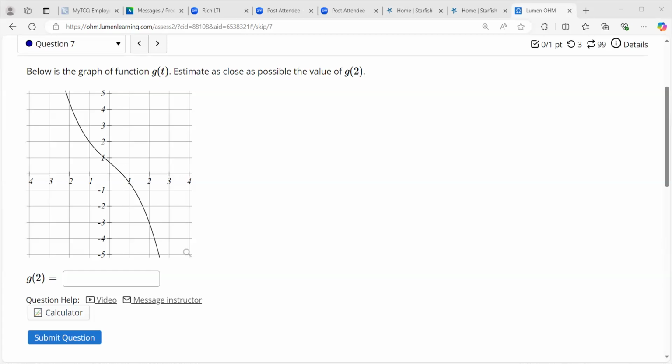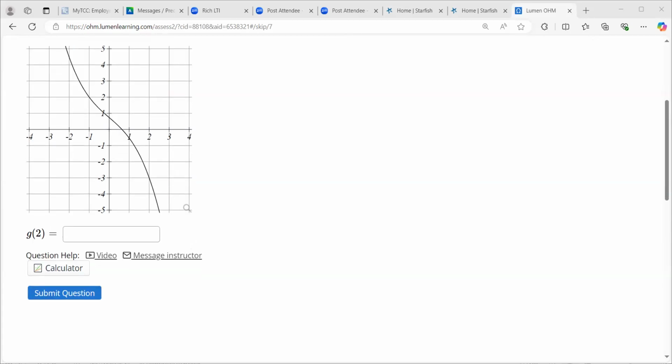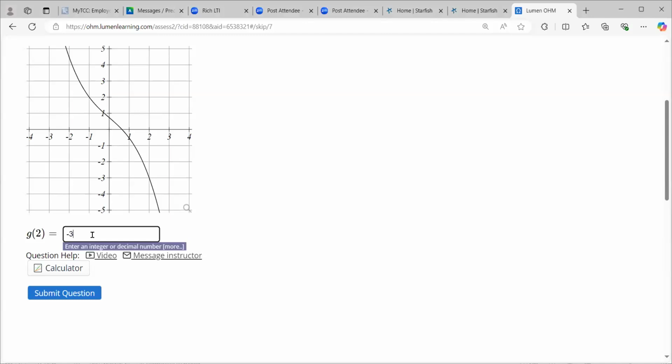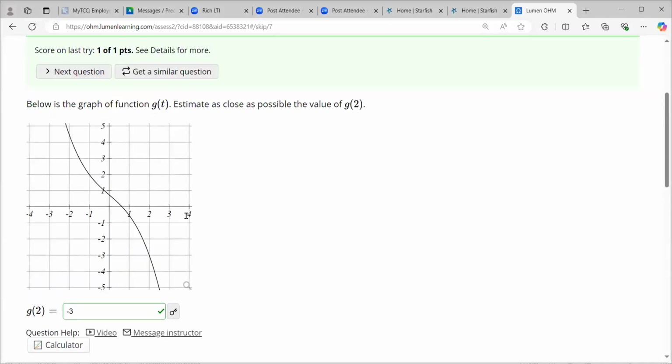In other words, when the first component is 2, when x is 2, what is the corresponding y? Let's see. 2 is here, right? And what is the corresponding y? -3. Yeah, I would say -3 is the closest. Do you guys agree? -3? I agree. Perfect.